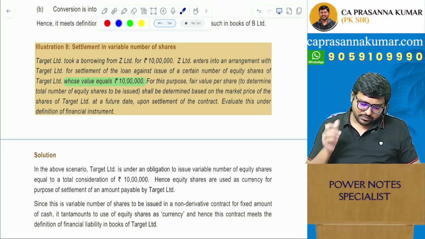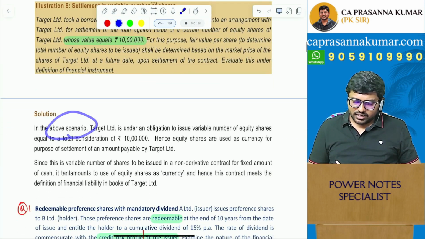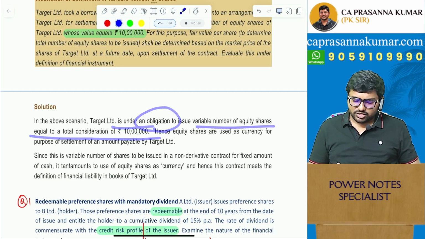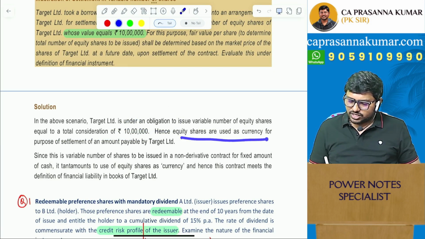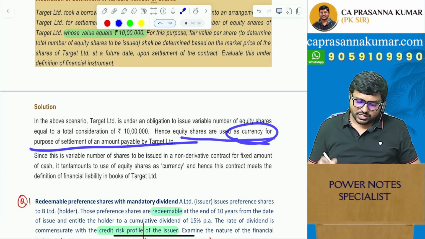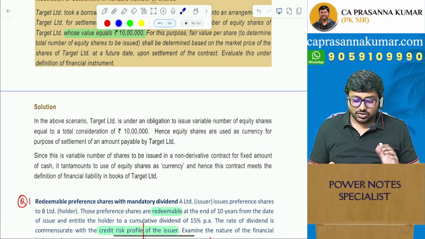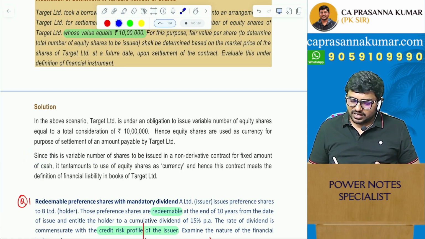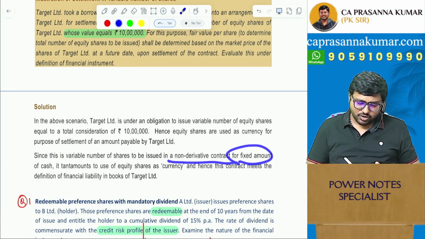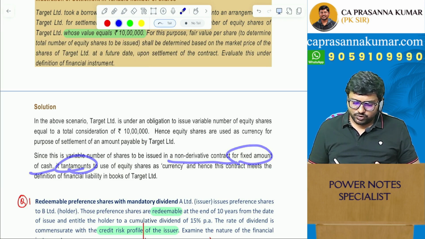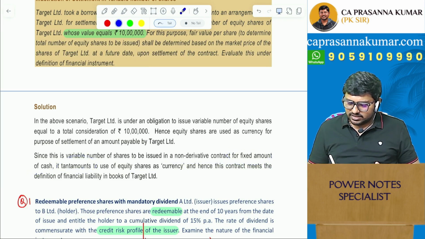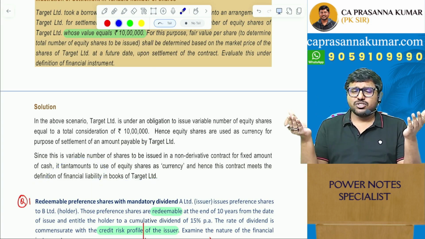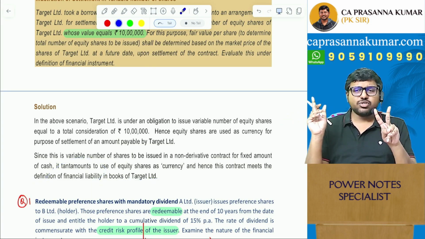Correct? Now see here. In the above scenario, Target Limited is under an obligation to issue a variable number of equity shares equal to the total consideration of 10 lakhs. Hence, equity shares are used as a currency for the purpose of settlement of the amount payable by Target Limited. Since this is a variable number of shares to be issued in a non-derivative contract for a fixed amount of cash, it amounts to use of equity shares as currency, and hence this contract meets the definition of financial liability. It's very easy. Once it is not an equity instrument, automatically it will be a financial liability. Only two choices.